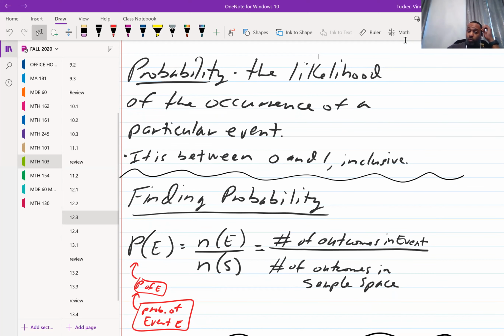All right. So the way we will calculate or find the probability.